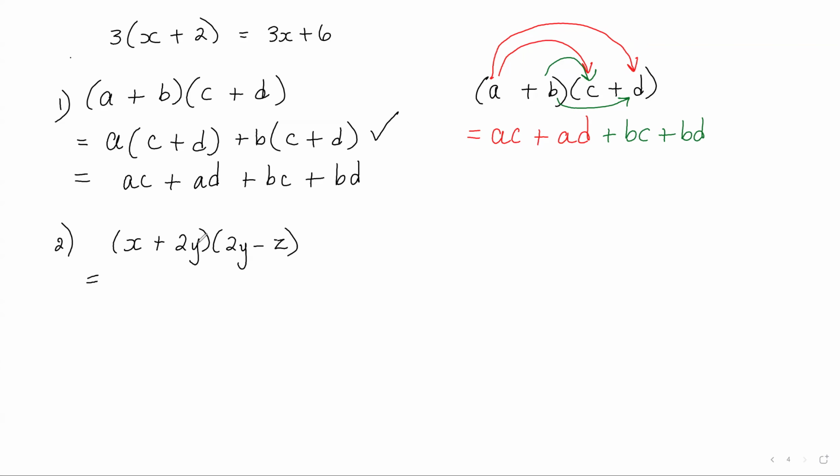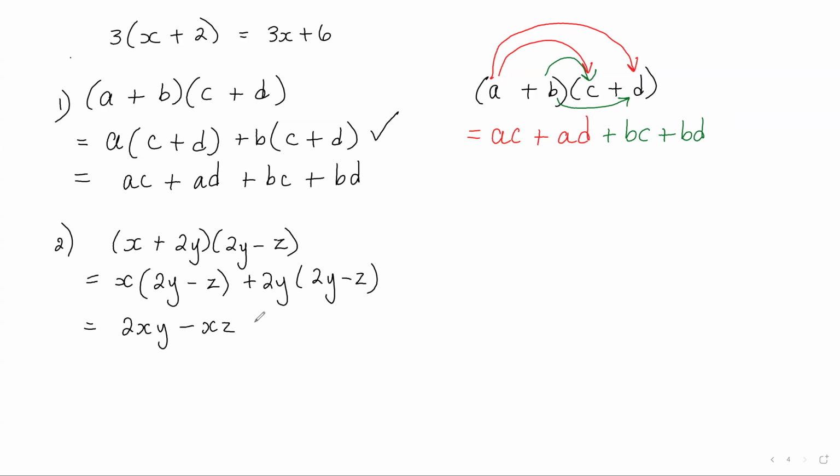So x plus 2y times 2y minus z. You take the first term from the first bracket, so it'll be x multiplied by the complete second bracket. So x by 2y, take away z, and then plus 2y. Remember, you have to take the sign of it. So plus 2y by 2y minus z. Okay, and now you expand these brackets. So x times 2y is 2xy, and x times z is minus xz, because it's x times minus z.